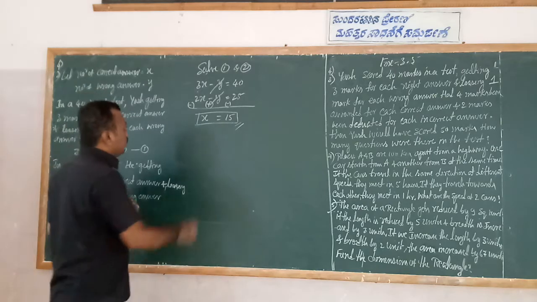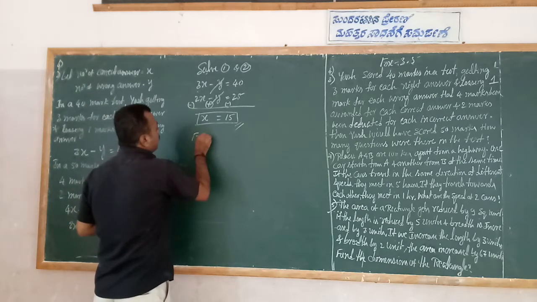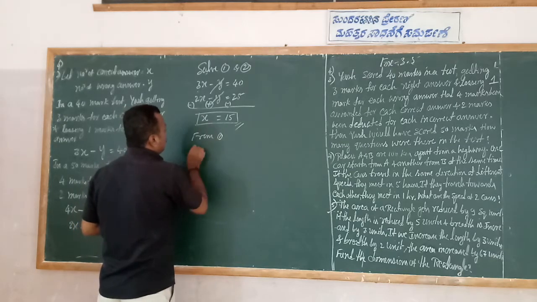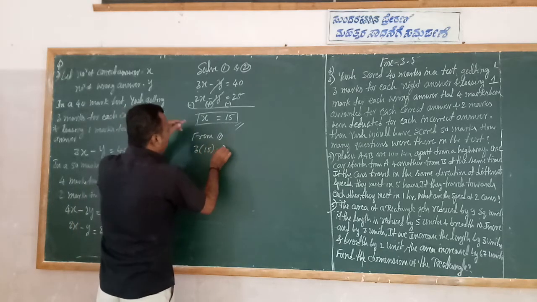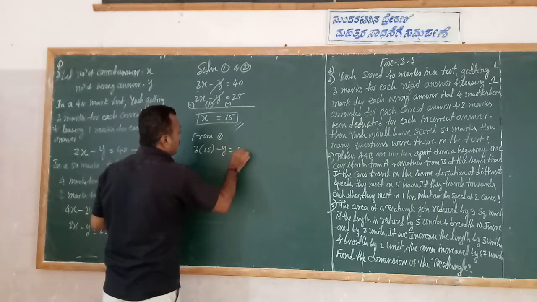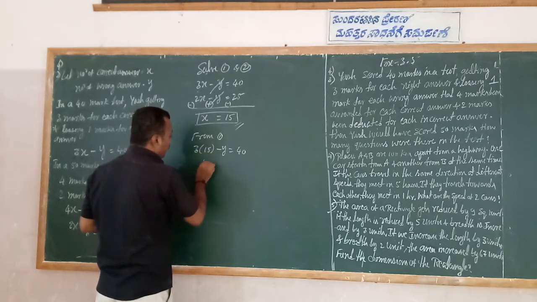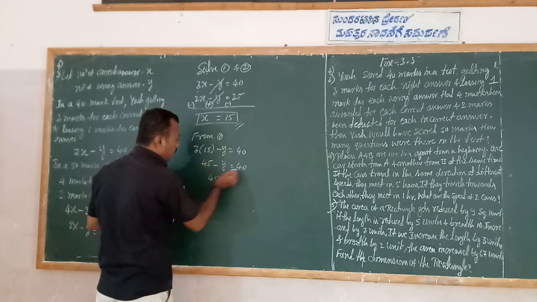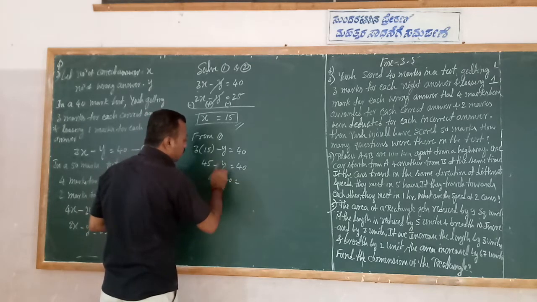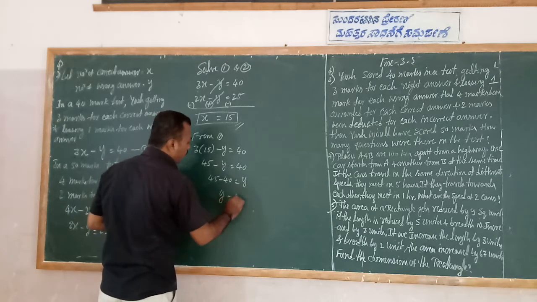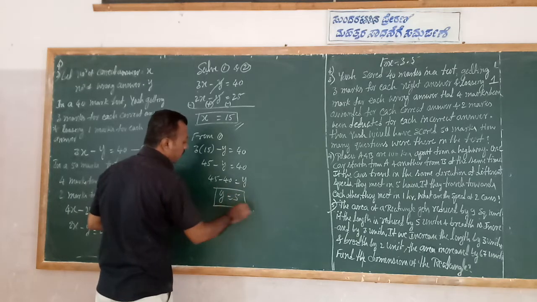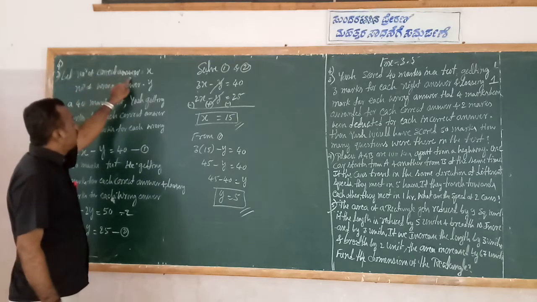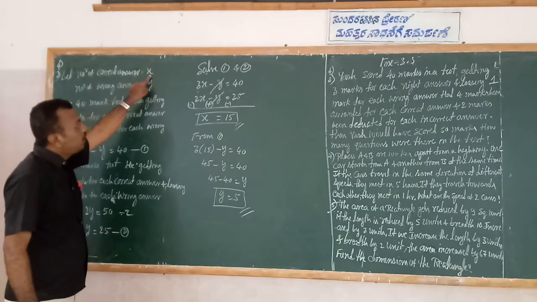The next, from equation 1, we have to take 3x minus y is equal to 40. Putting x as 15, 3 into 15 is 45. 45 minus y is equal to 40. So 45 we keep here, and minus 40 is equal to minus 5, it becomes plus 5. Therefore y is equal to 5. 45 minus 5 is 40. Therefore, the number of correct answers is 15.